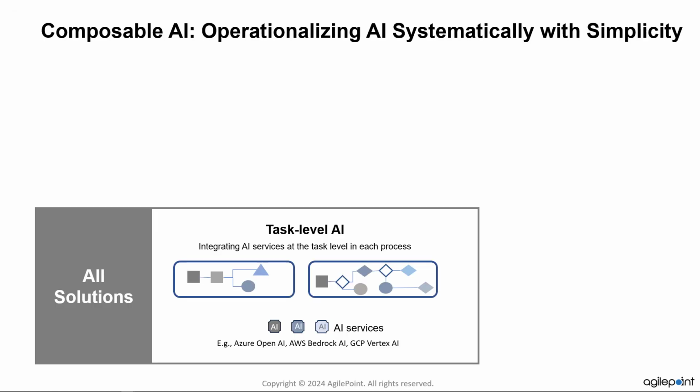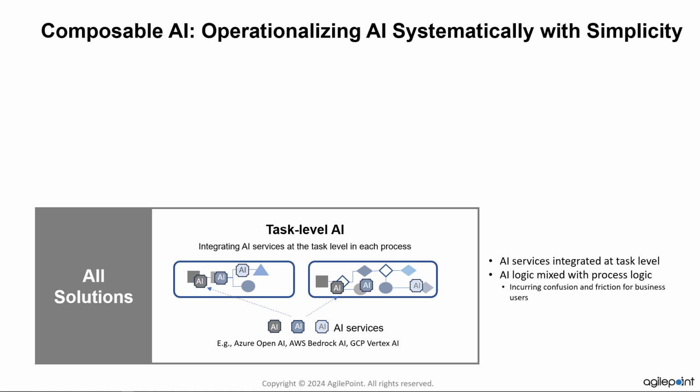So to give you a little perspective as to how all of this works and how AgilePoint's solution is uniquely positioned to realize these benefits, let's first take a look at how most process automation solutions approach AI today. As you're seeing at the bottom, most of these solutions treat AI as yet another technology service, another API you can call. So what this results in is AI that is merely integrated at the task level, perhaps to make a decision at a specific point in the process.